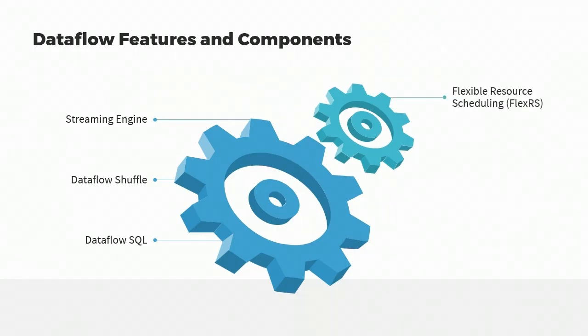Another thing that we'll have is the flexible resource scheduling, or FlexRS. This is what's going to reduce our batch processing costs, and it's going to do this by using what's known as an advanced scheduling technique, such as the Dataflow Shuffle service, and a combination of preemptible virtual machine instances and regular virtual machines.